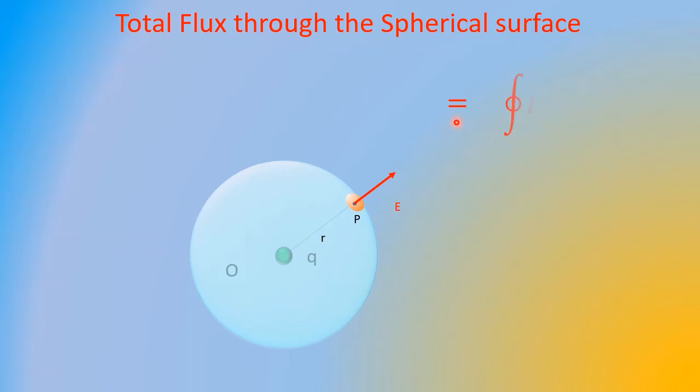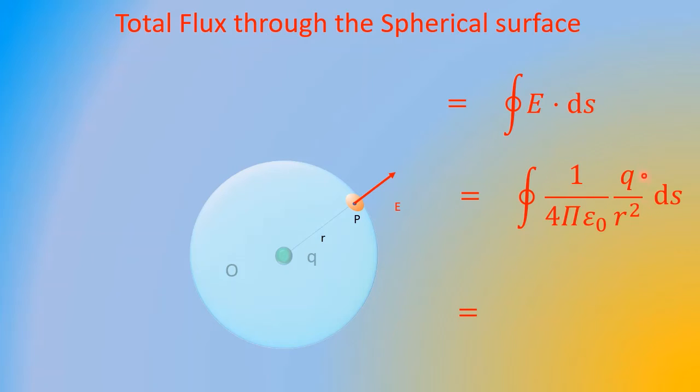Instead of that, we can write closed integral E dot ds is equal to closed integral 1 by 4 pi epsilon 0 q by r square ds. You know, this value 1 by 4 pi epsilon 0 q by r square at every point is constant. So we have to add up only the small areas. Therefore, the equation can be written as 1 by 4 pi epsilon 0 q by r square closed integral ds.